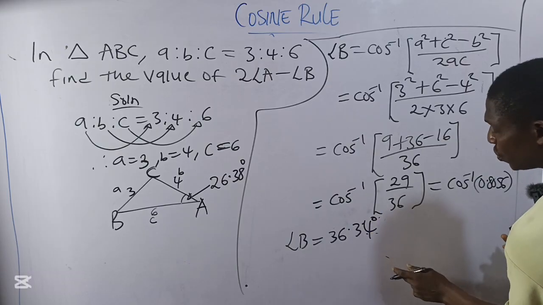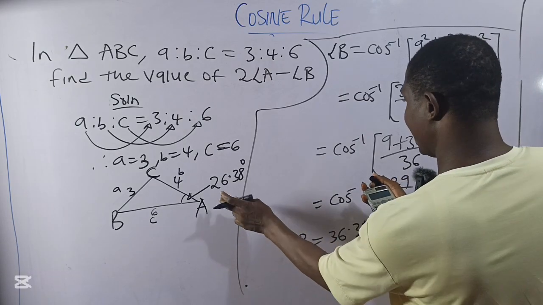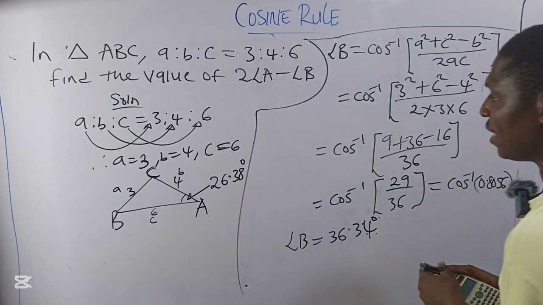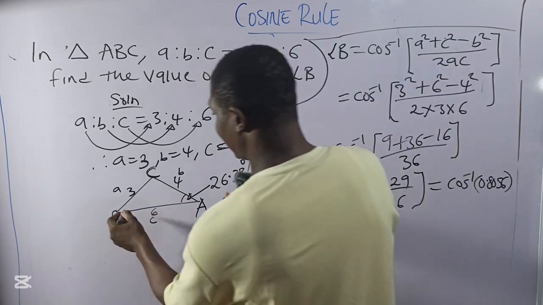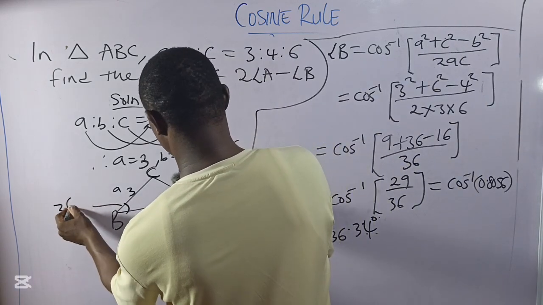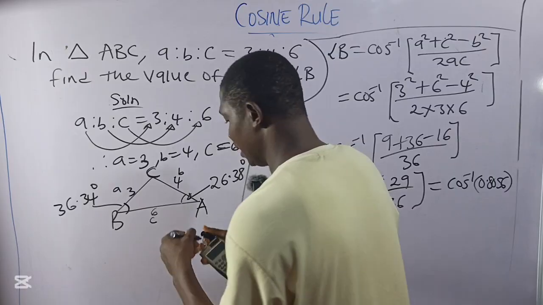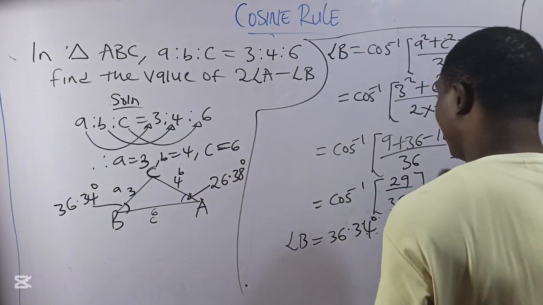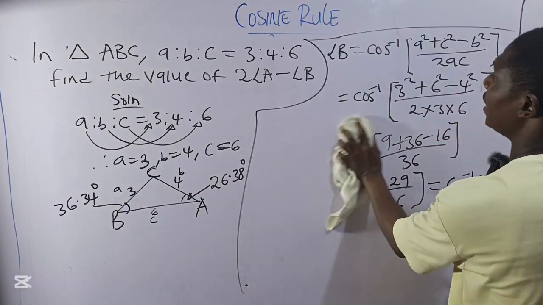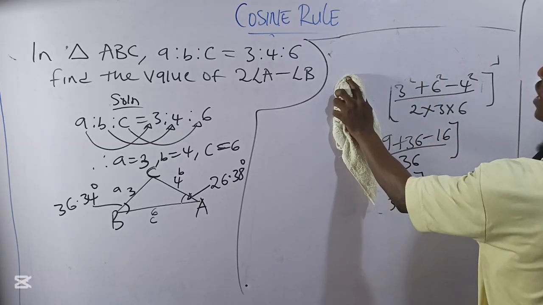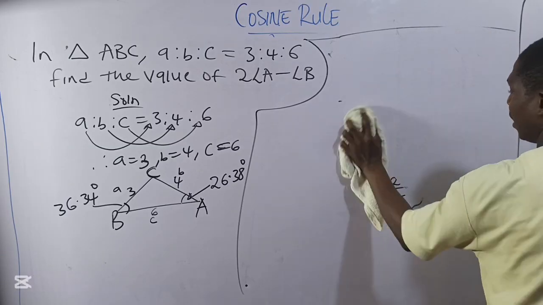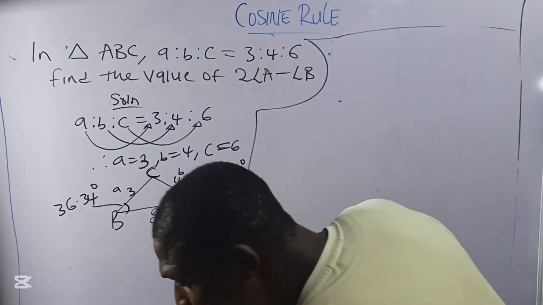36.4 degrees to two significant figures. Now I've got my second value for B, which is 36.34 degrees. Now I'm asked to look for 2 angle A minus angle B.